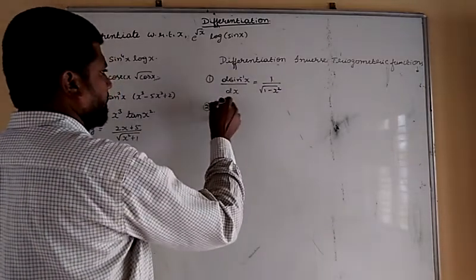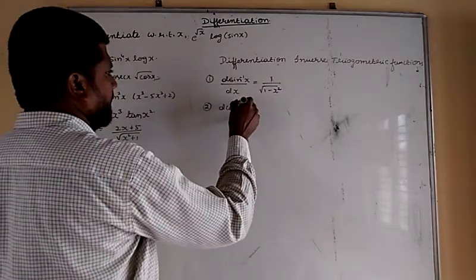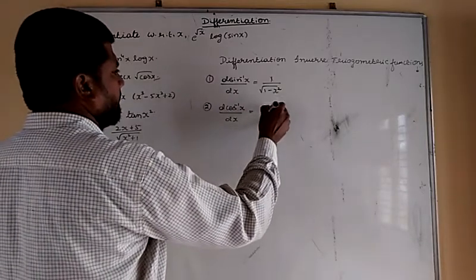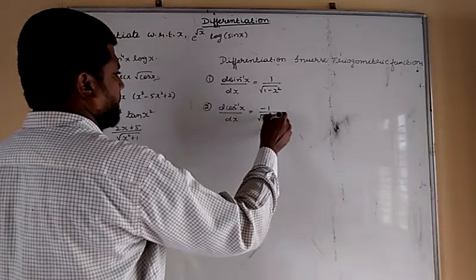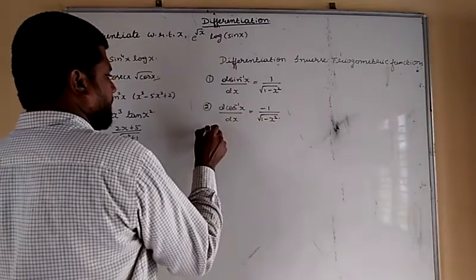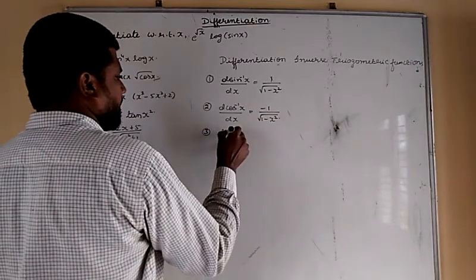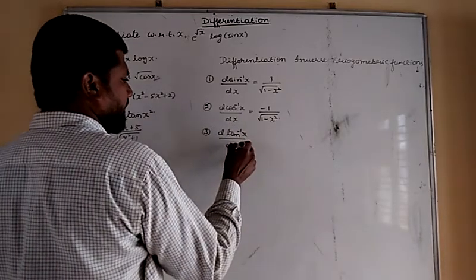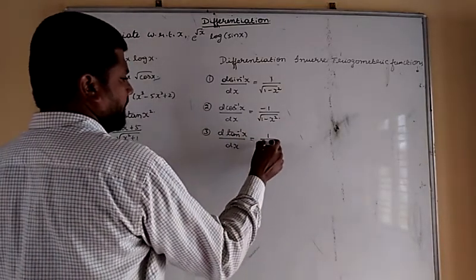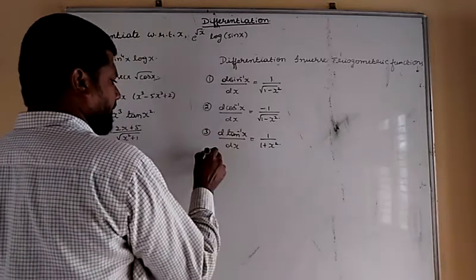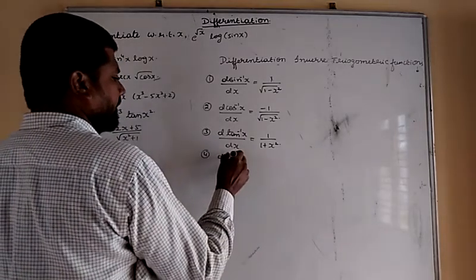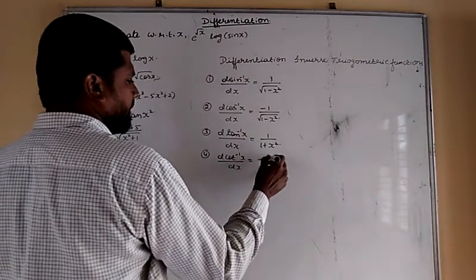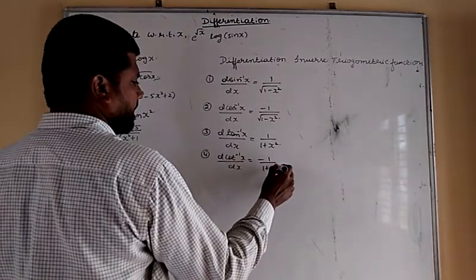Then differentiation of cos inverse x. Differentiation of cos inverse x is minus 1 by square root of 1 minus x square. Then differentiation of tan inverse x. Differentiation of tan inverse x is 1 by 1 plus x square. Differentiation of cot inverse x. Differentiation of cot inverse x is minus 1 by 1 plus x square.